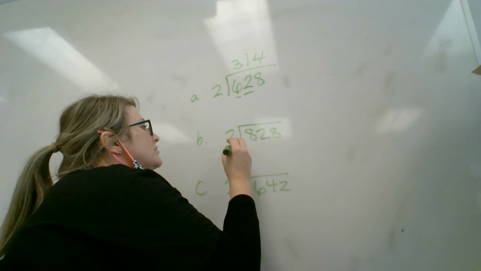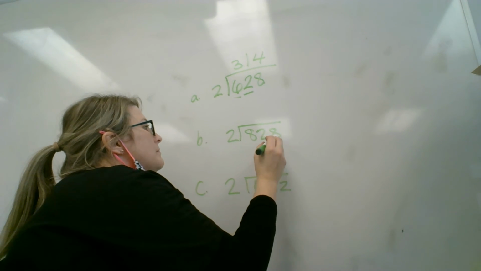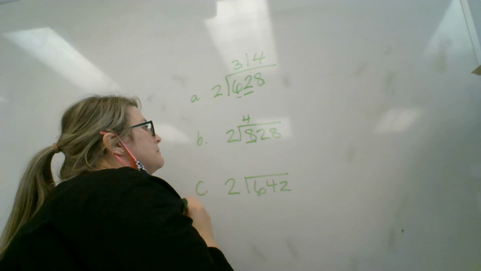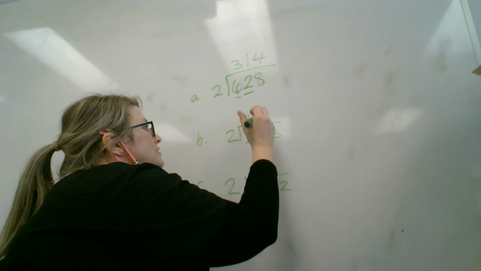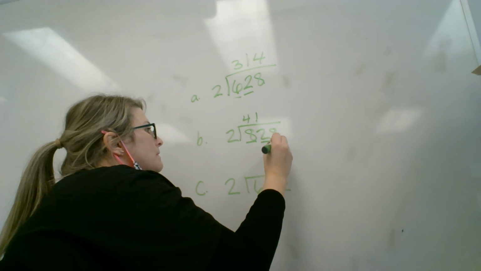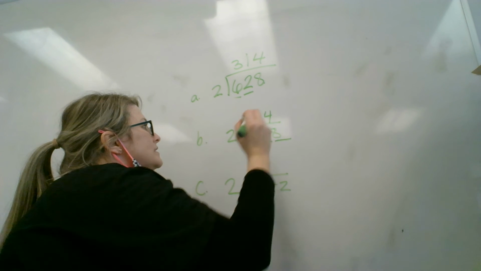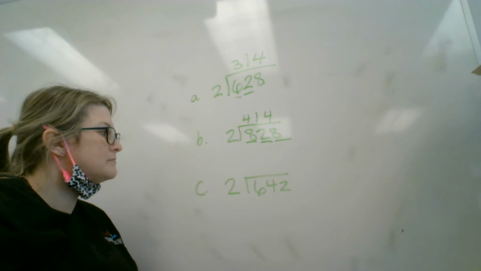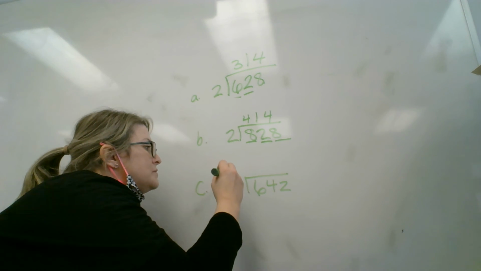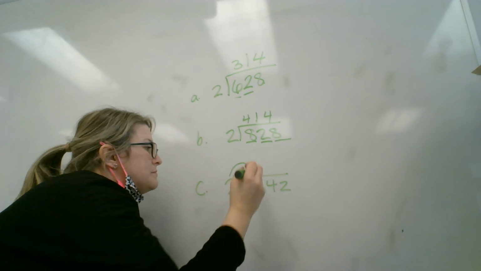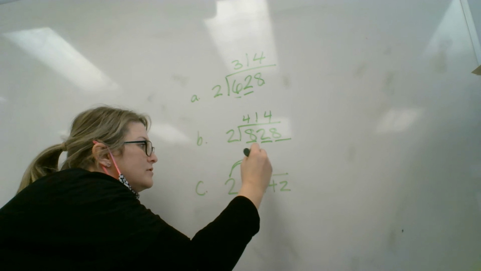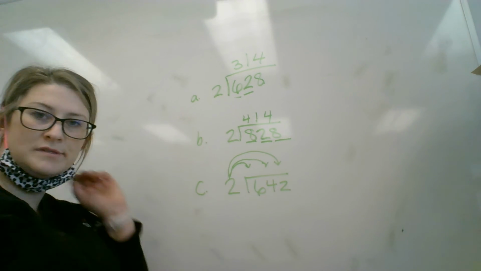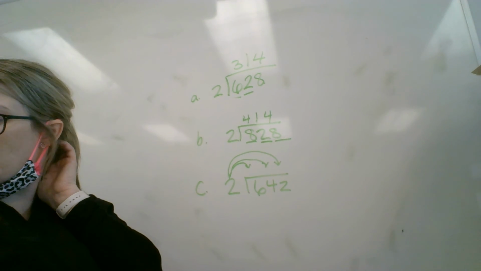Over here, you're going to divide 2 by each of these numbers. 2 goes into 8 4 times. 2 goes into 2 1 time. 2 goes into 8 again 4 times. All right, this one, 2 goes into 6 how many times? Then 2 goes into 4 how many times? Then 2 goes into 2 how many times? I want to see how you do on that one on your own.